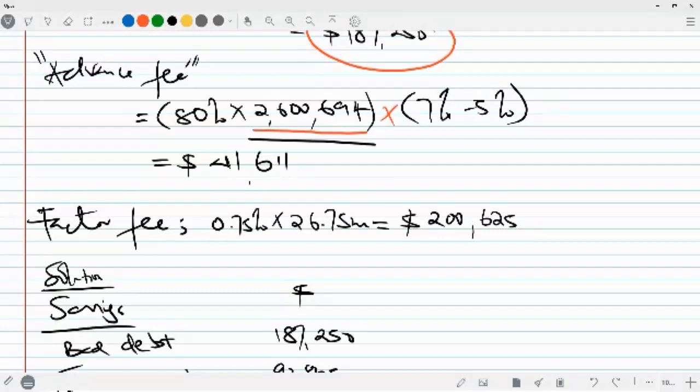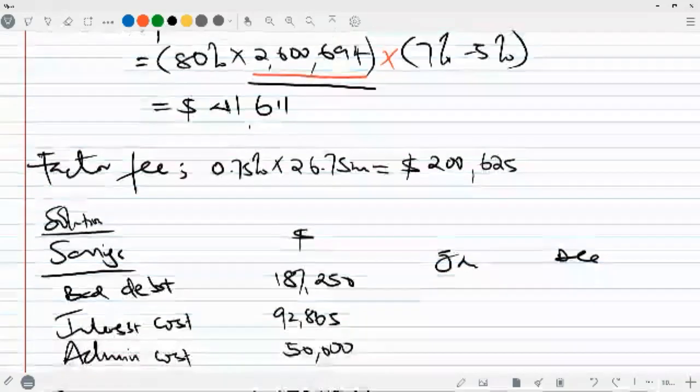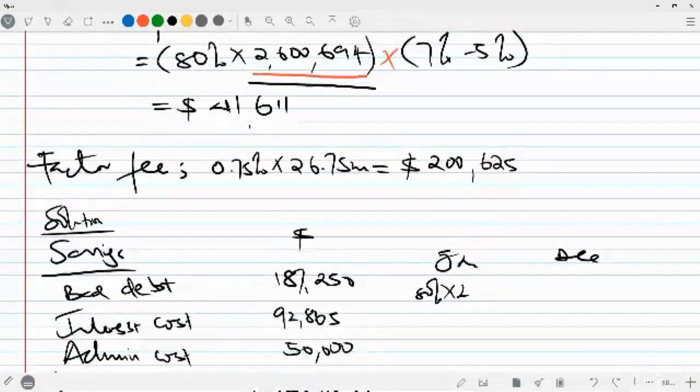What I thought is, in the question, when it says 80% of the value of the invoices raised, doesn't invoices raised refer to total credit sales? Okay, and that's where the trick is. Because if we were to take 80% of 26.75 million, you would be assuming that the factor is going to advance to you, from January all the way to December, 80% of 26.75 million the entire year. Is that the case?